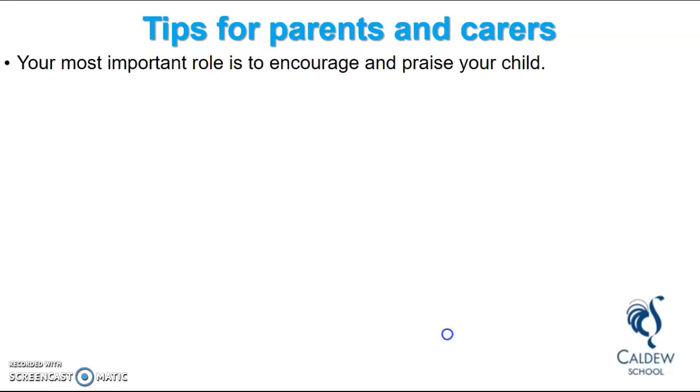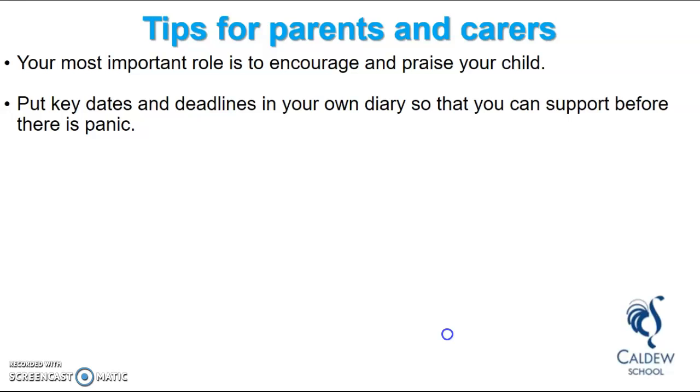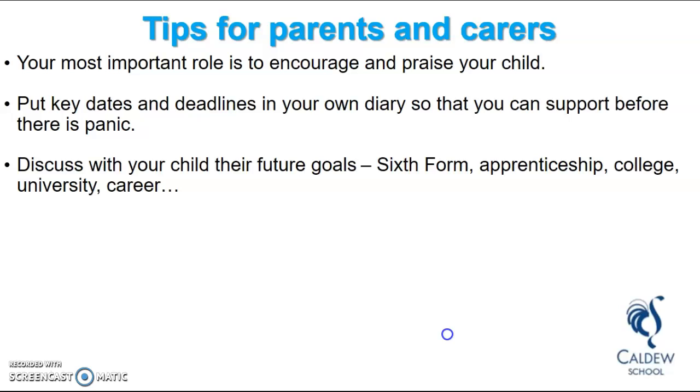Further tips for parents and carers. Your most important role is to encourage and praise your child. Put key dates and deadlines in your own diary so you can support them and try to prevent that panic of exams coming up. If you know when the dates are, you can support them further. Discuss with your child their future goals, whether it's sixth form, starting an apprenticeship, college, or thinking further ahead, post-16, university, and what jobs and careers they have in mind. If they have a goal in mind, then that is going to help them focus a little bit more on being successful in their examinations.